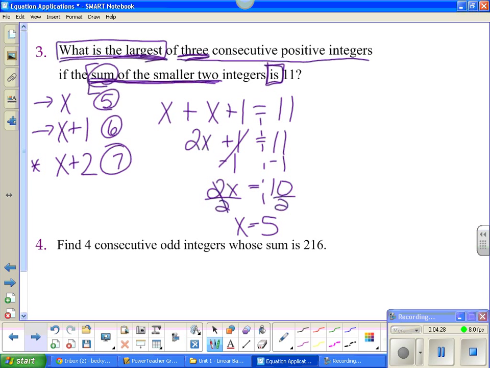What did the question ask for? What is the largest? So what's my answer here? My answer is the 7. That's the only answer they want. So a lot of students miss this because they solve this and they get here and they stop because they think they've solved it. Well, you have solved the problem, but you haven't answered the question. So you always make sure that you go back and read the question and make sure you've solved it.